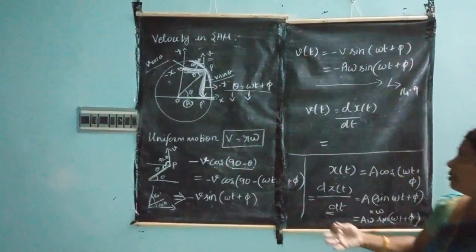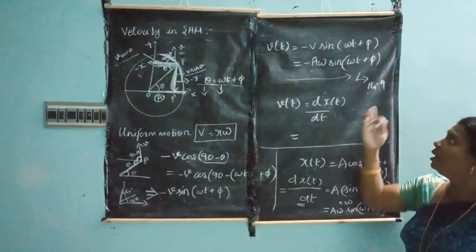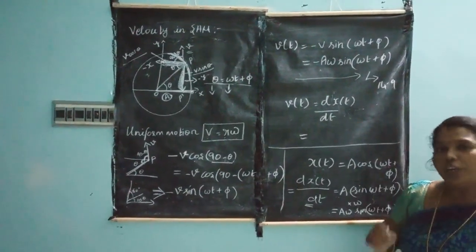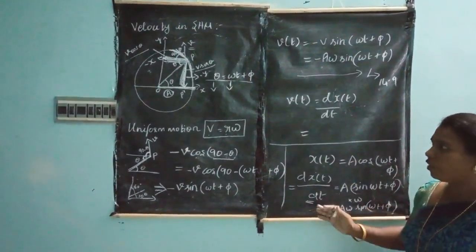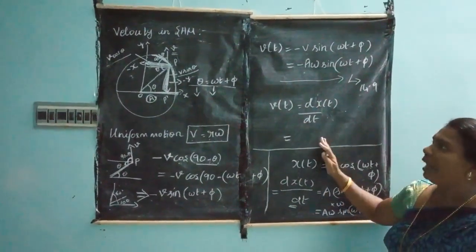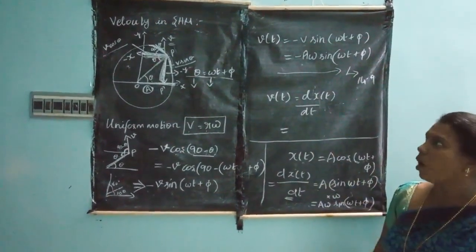But both answers, when I ignore the magnitude, the value of both velocity components along the x direction should be the same, whether in mathematical form or in a geometrical manner. I hope you understand, students. So this is the velocity in simple harmonic motion.